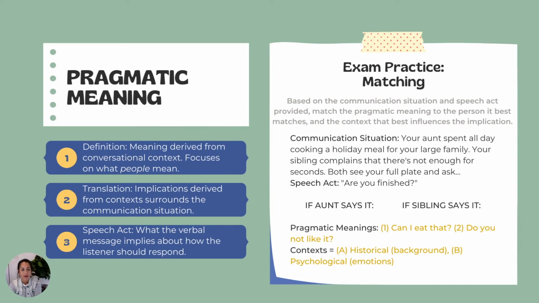Pragmatics. So pragmatic meaning is derived from the conversational context, and it focuses on what people mean. Whereas semantics looks at what the words actually mean, pragmatics looks at what people mean when they use them. And this is what this is talking about. The translation of this is implications derived from context surrounding the communication situation.